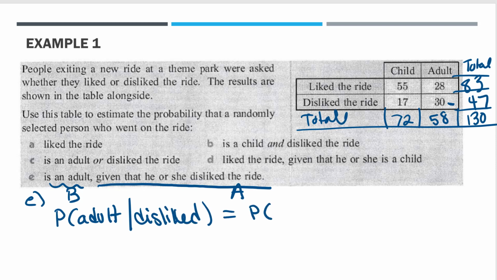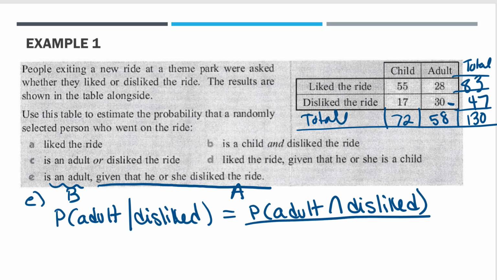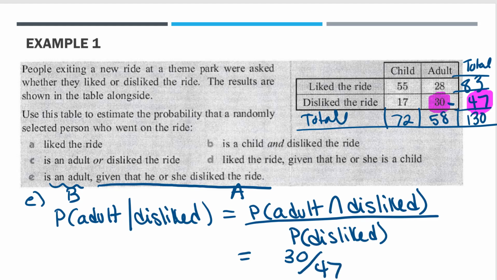So our numerator is the intersection between the two events. And our denominator is what we already know to be true. We already know that this person disliked the ride, so we don't need to account for the total that they could possibly like the ride. So they disliked the ride, that's 47, and being an adult and disliking is 30. So our numerator is 30 and our denominator is 47.